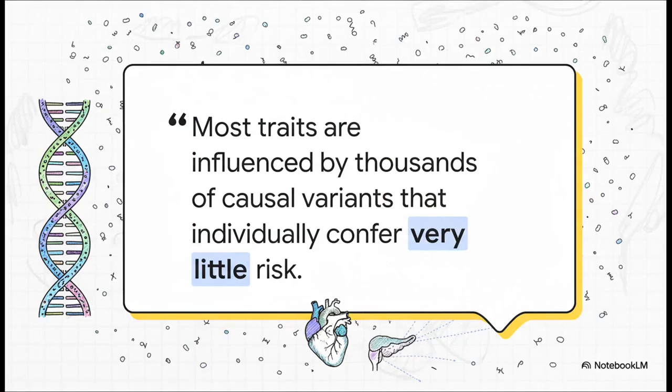But here it is. This is the single biggest discovery that came out of all this research, a genuine game changer. For most common diseases, things like heart disease or diabetes, scientists didn't find one single gene for it. Nope. Instead, the risk is spread out all over the place. Just like this quote says, most traits are influenced by thousands of different genetic variants, and each one of them contributes just a tiny, tiny piece to the overall risk.